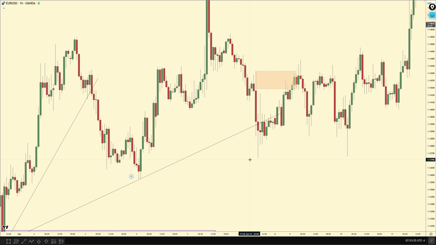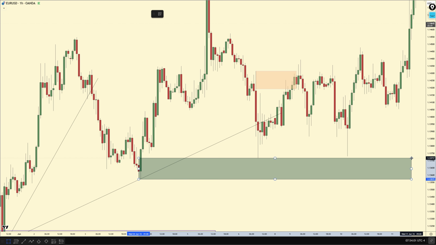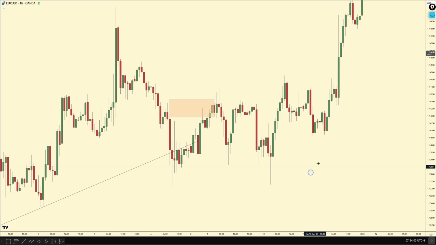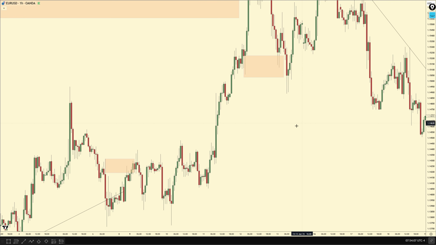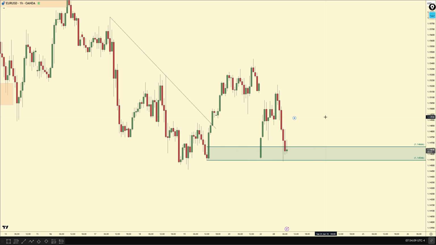And what I see pretty much is actually two areas of demand over here. One, and then the better one that we got nice reactions off of over there. So those would be the two zones there. We're not just mapping out the highs and lows, guys. We are looking at specific candle formations, right?